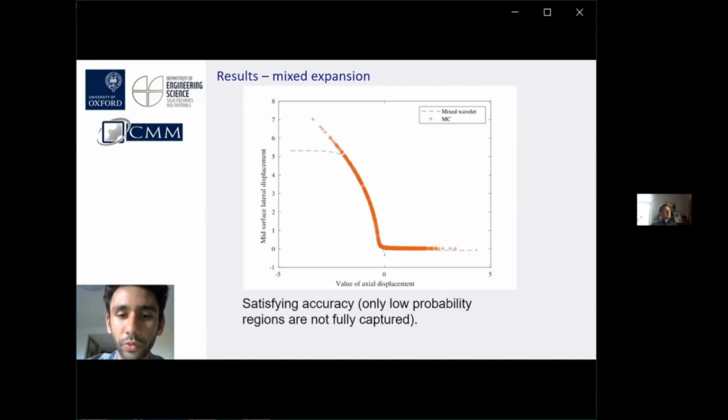We managed to get an accurate result using a mixed expansion, which is a combination between discontinuous and continuous functions. It gives satisfying results with only low probability regions that are not fully well captured. We have to put the emphasis on the fact that only one simulation is needed to get this curve.